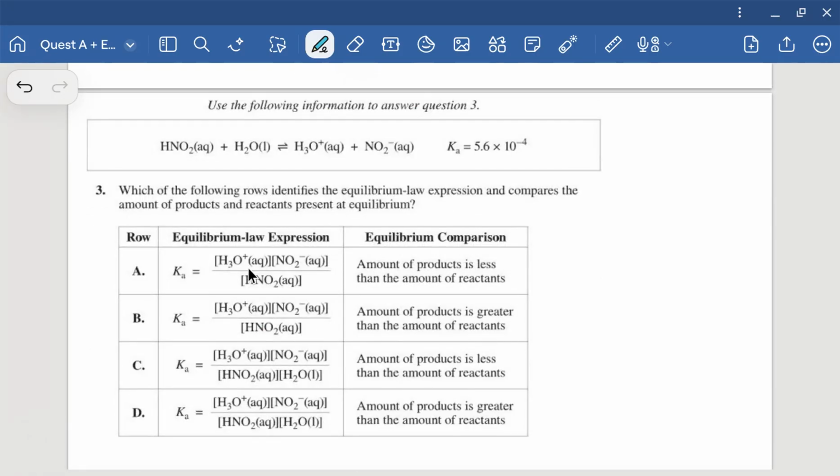Number 3 here, which of the following rows identify the equilibrium law expression and compares the amount of products and reactants represented in equilibrium. So here you want to make sure you're doing your products over reactants, and we're not going to include water because it's a pure liquid. We would only include it if everything else was liquid. And then looking at this expression in terms of your Ka value, if your Ka value is less than 1, reactants are favored. So going through this, the only one that would line up here is A. We see that the equilibrium expression is right, and you would have fewer products compared to the reactants because your reactants are favored.